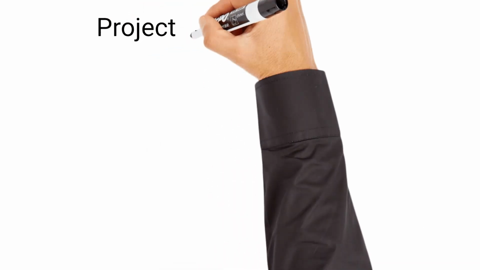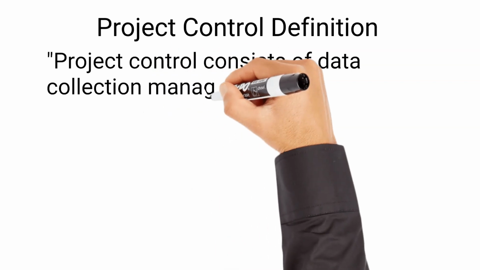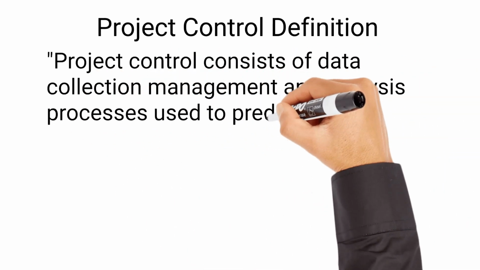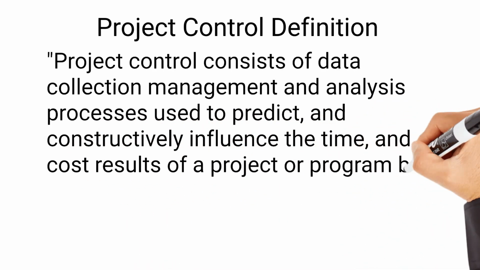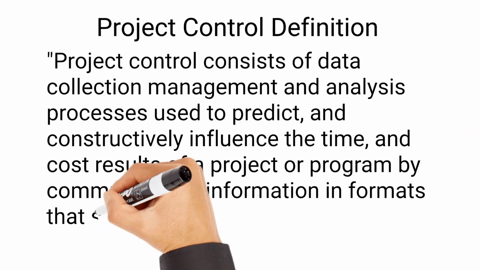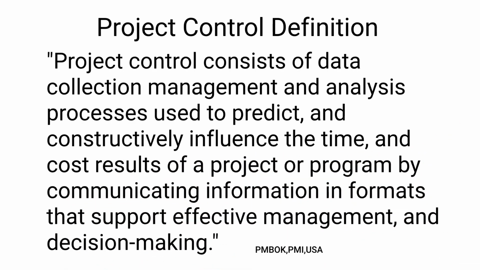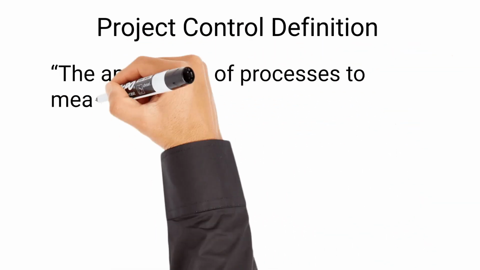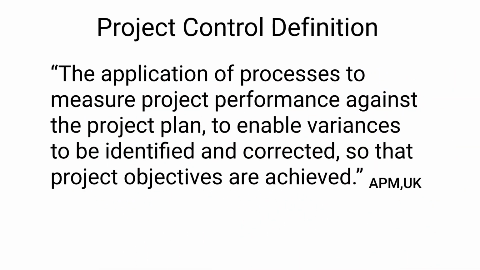So, talking about the formal definition of project control, it is similar across various project management bodies. According to the Project Management Body of Knowledge, project control consists of data collection management and analysis processes used to predict and constructively influence the time and cost results of a project or program by communicating information in formats that support effective management and decision-making. As per the Association for Project Management, project control is defined as the application of processes to measure project performance against the project plan, to enable variances to be identified and corrected so that project objectives are achieved.